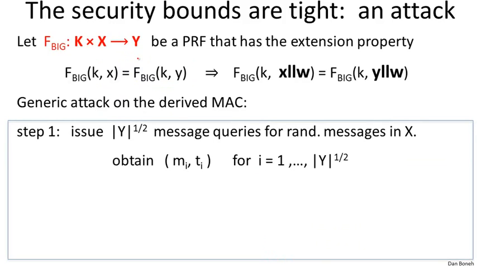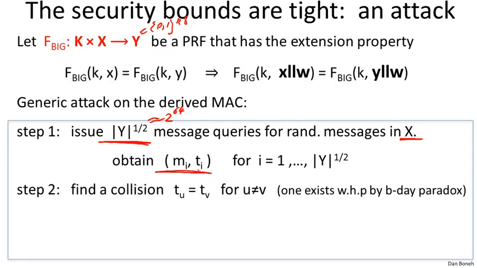So here's the extension property stated again, and the attack would work as follows. Suppose I issue square root of Y chosen message queries. For AES, remember the value of Y is basically 2 to the 128. So this would mean that I would be asking 2 to the 64 chosen message queries for arbitrary messages in the input space, and I'll obtain 2 to the 64 message-MAC pairs.